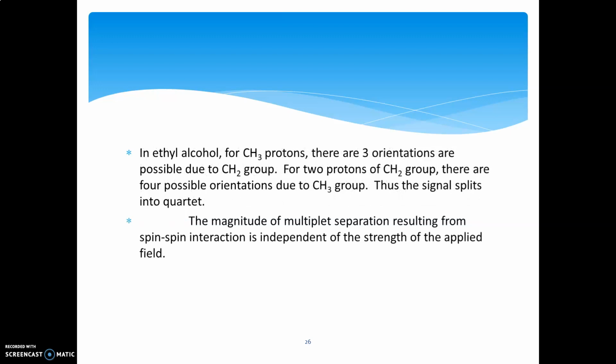In ethyl alcohol for CH3 group, there are three orientations possible due to CH2 group. For two protons of CH2 group, there are four possible orientations due to CH3 group. Thus, the signal splits into quartet. The magnitude of multiplet separation resulting from spin-spin interaction is independent of the strength of the applied field.